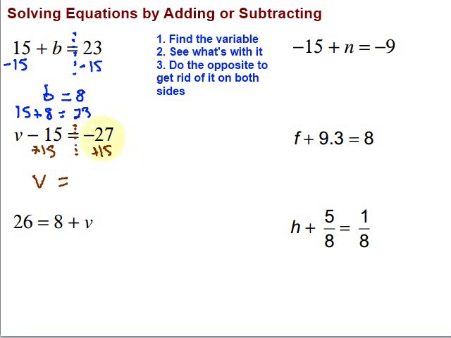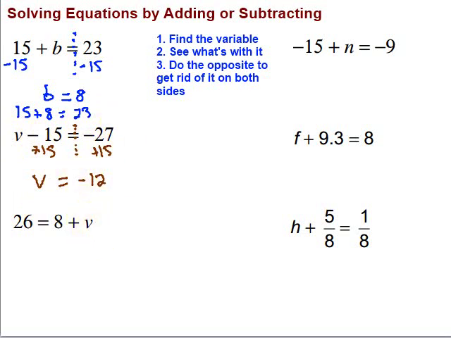We're 27 in the hole, you could think of it. 27 in debt. You owe a friend $27, and we pay off $15. Well, how much do we still owe them? Well, we would still be $12 in the hole, right? So we're at negative 12. Now, remember, we can always check. So let's take it back and do that. Put it in. Take that negative 12, put it in for V. So we would have negative 12 minus 15. Hey, sure enough, negative 27.